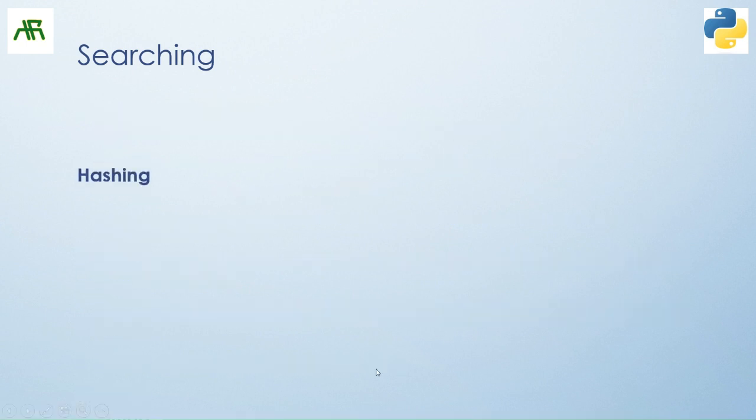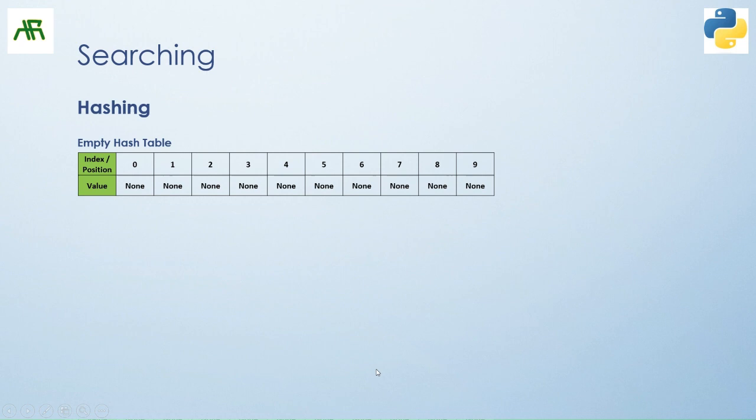So let's look at a hashing depiction. Here is an empty hash table. I just define a table for, say, n elements, n index positions, so each element has one index position to be referred to. And currently there's no value.